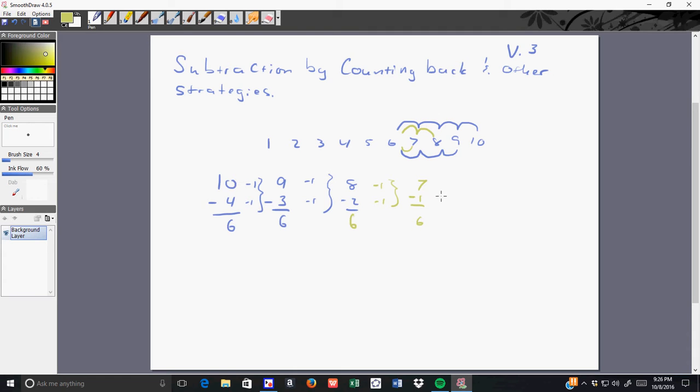And oddly enough, if I do this one more time, let's see if I can get a nice green here. I said a nice green. If I do this one more time, I'm going to take 1 away from both. I get 6 minus 0, and ta-da, I'm at 6.